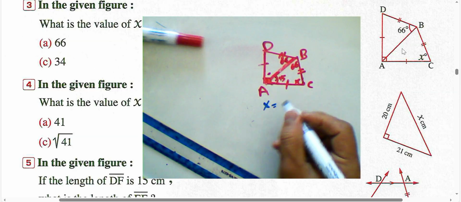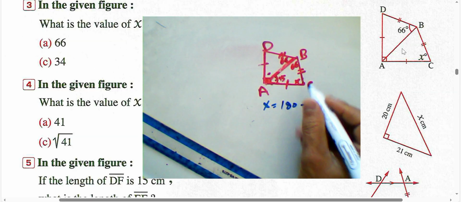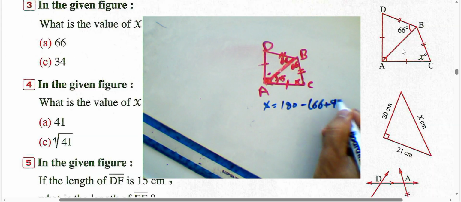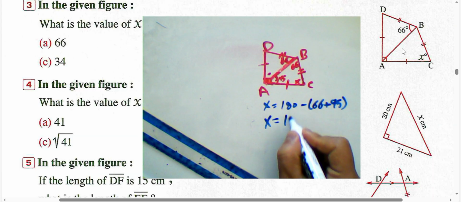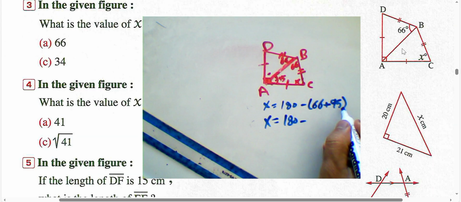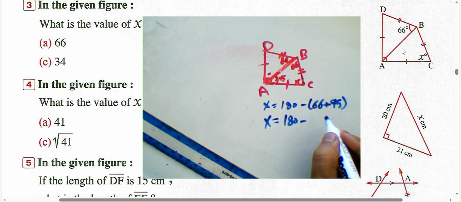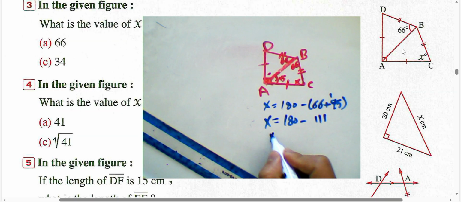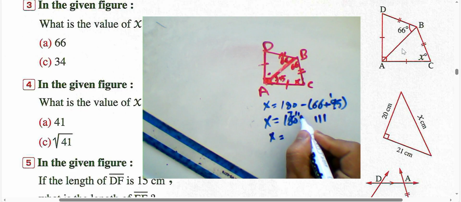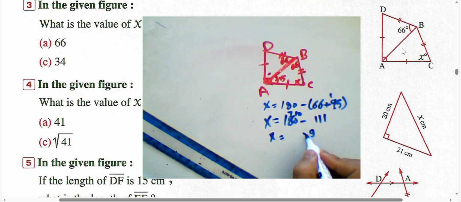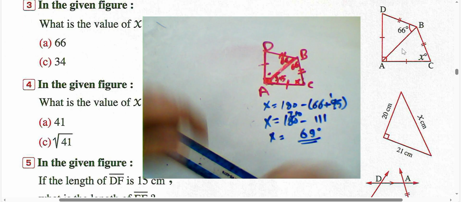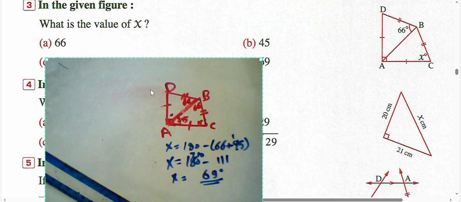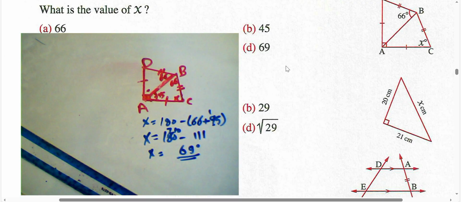So you can find the measure of angle x here. 180 subtract the sum of 66 and 45. 6 plus 5 is 11, write 1 and carry 1. 1 plus 4 is 5, 5 plus 6 is 11. 10 minus 1 equals 9, and 7 minus 1 is 6. Then the answer will be 69 degrees. Choose letter D. The answer will be letter D.